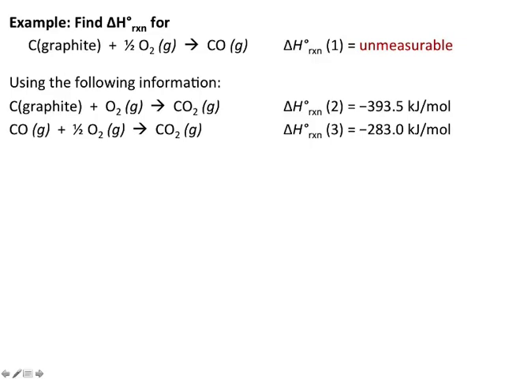We do know that graphite plus oxygen to make CO2 has this enthalpy change value, and then carbon monoxide plus half an oxygen molecule goes to CO2 has this enthalpy change value. And we're going to leave this half of an oxygen just as it is, because that's how the material is presented to us, and it makes the problem easier to solve.